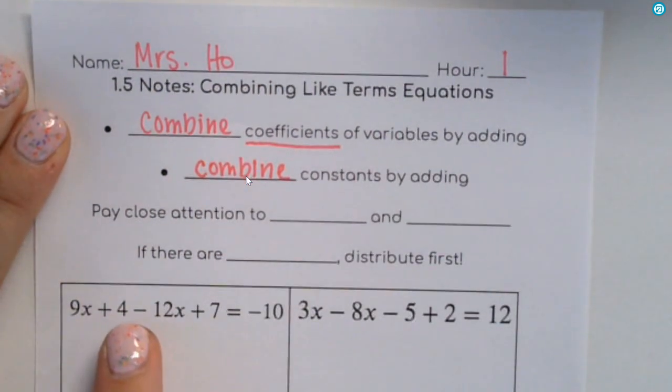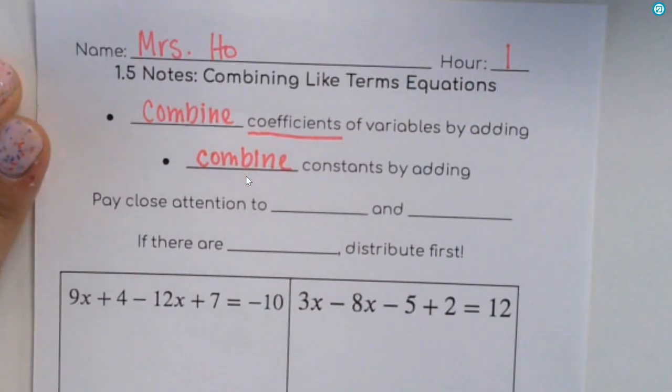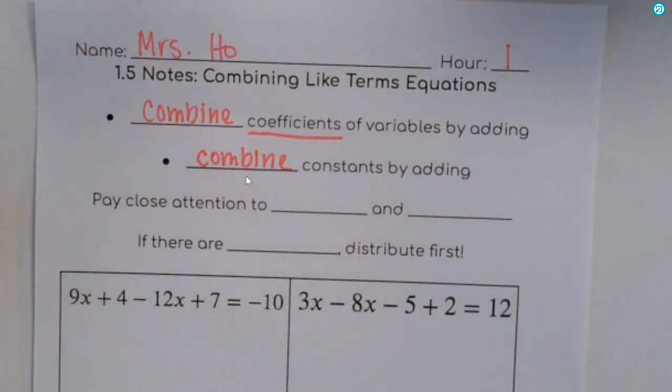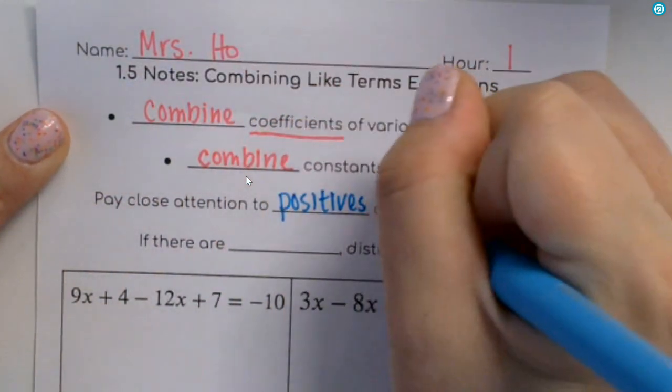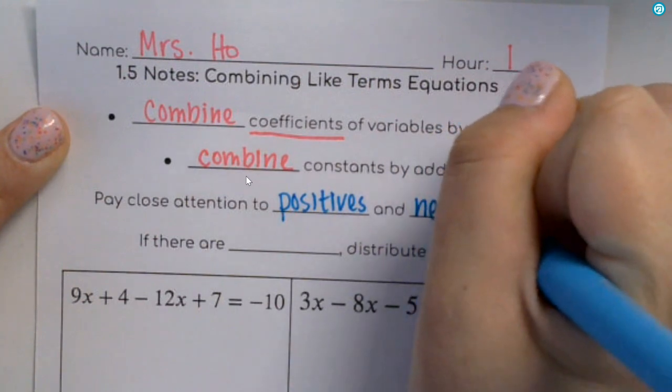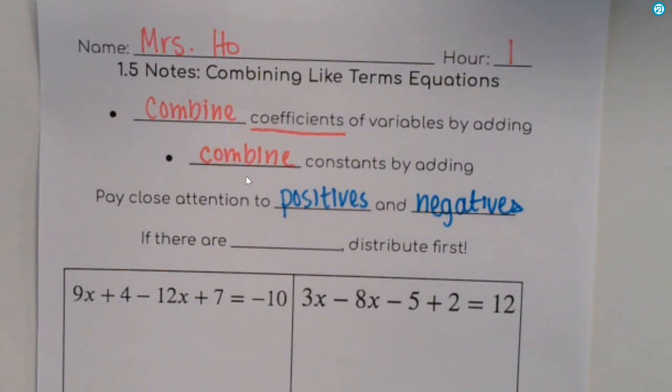So just like on this one, 4 and 7 are constants. -5 and 2 are constants. It's just a number by itself. When we are combining, I put adding down for both of them, but when we are adding, we need to pay close attention to whether things are positive or negative, because adding a negative, sometimes we think about it as subtraction. Just pay attention to whether things are positive or negative, basically.